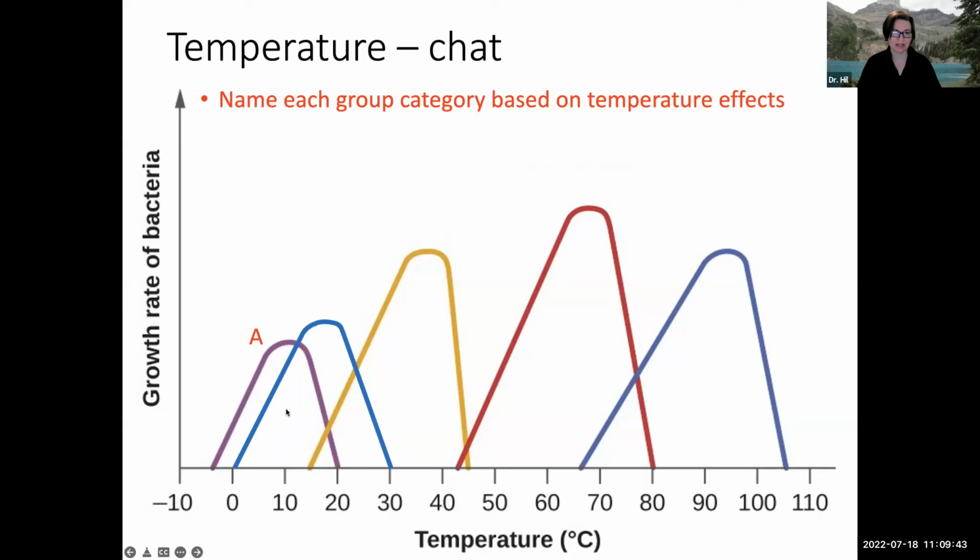Some of them can survive in ice. Maybe they're sort of dragging out a living at room temperature, but they like it pretty cold. What do we call them? That's right. We call them psychrophiles, cold loving. Cold loving: phile means love, psychro means cold.